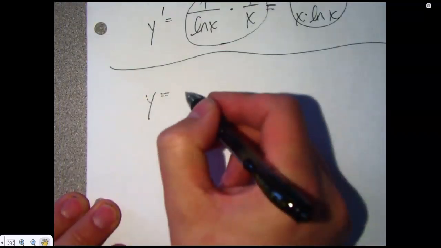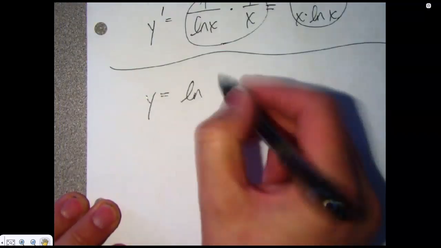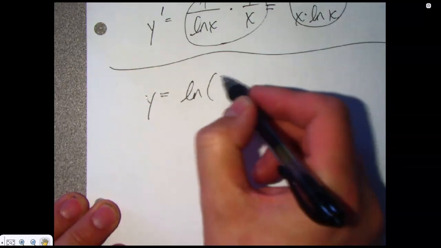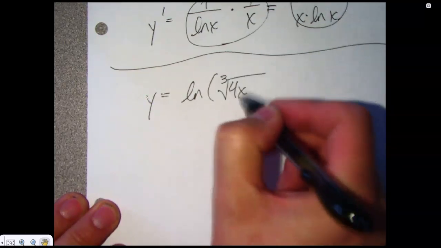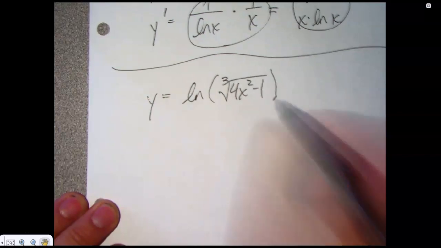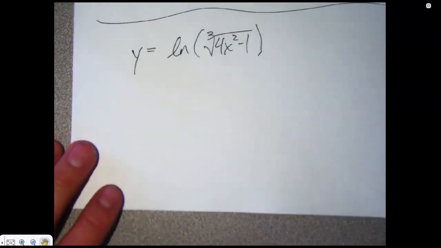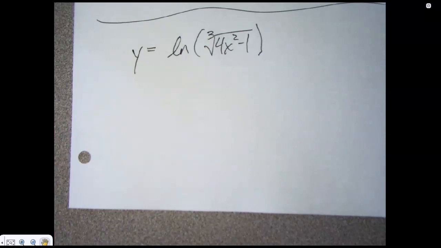Let's say ln of the third root of 4x squared minus 1. No negative exponents allowed in your answer.